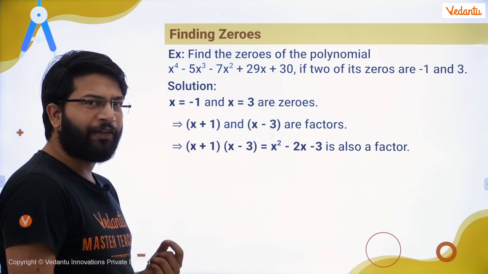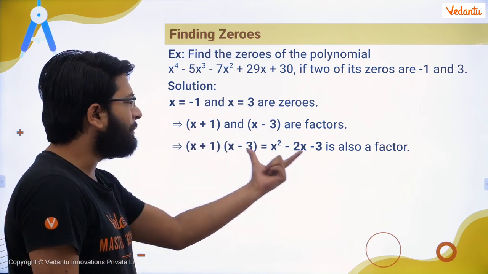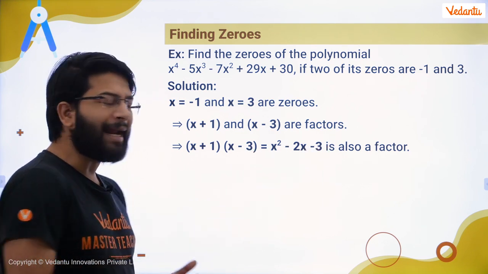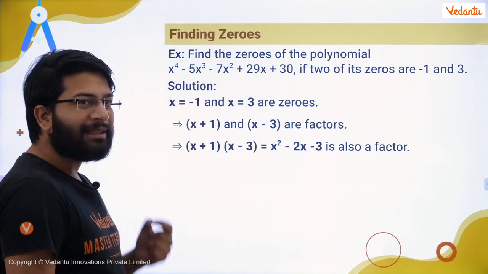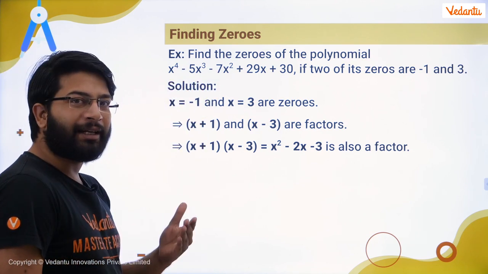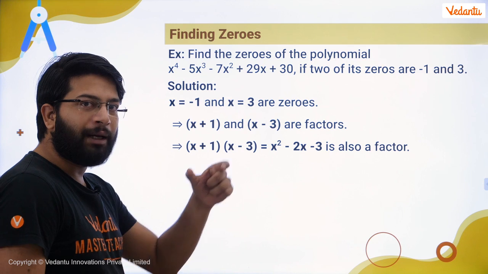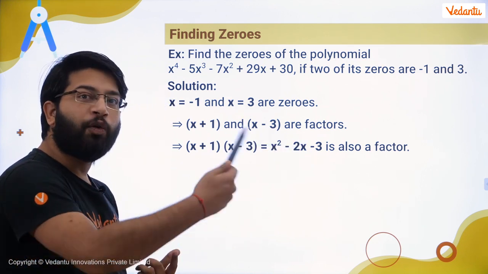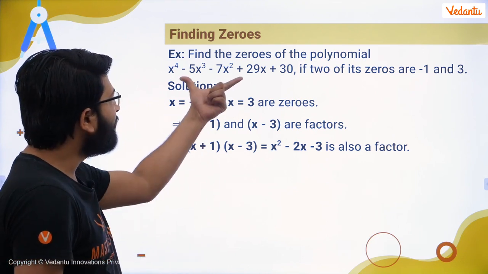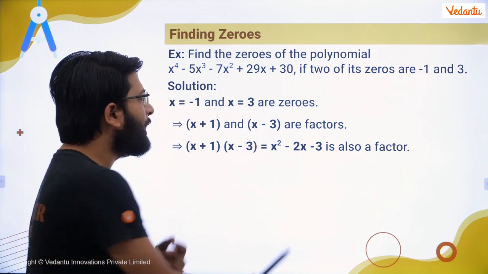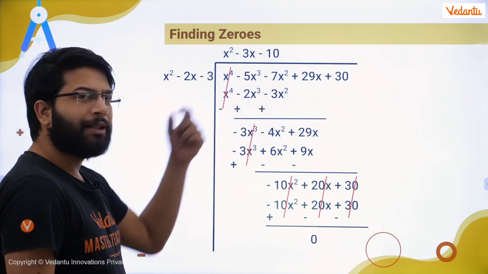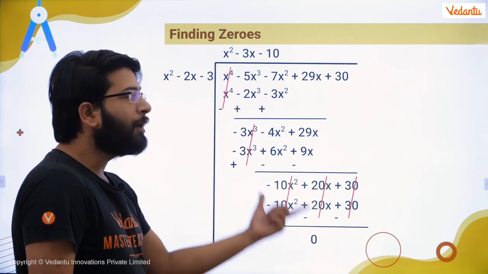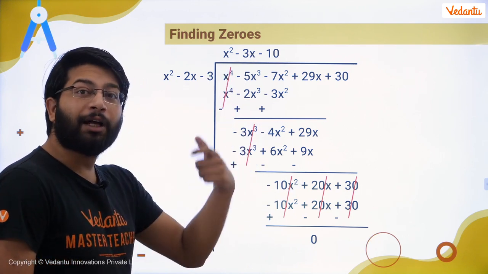Now if these two are factors, then the multiplication of them, the final quadratic polynomial, is also a factor. So simply we can say this polynomial can be written as a quadratic polynomial into a quadratic polynomial. One quadratic polynomial we already know. To find the other one, we will divide this biquadratic by this quadratic. If my remainder is 0, then my quotient will be the other quadratic factor of this biquadratic.